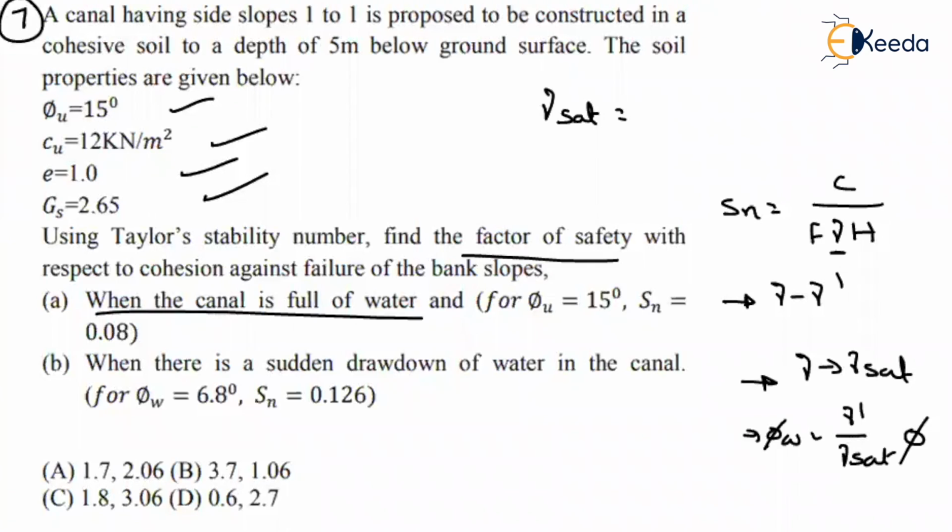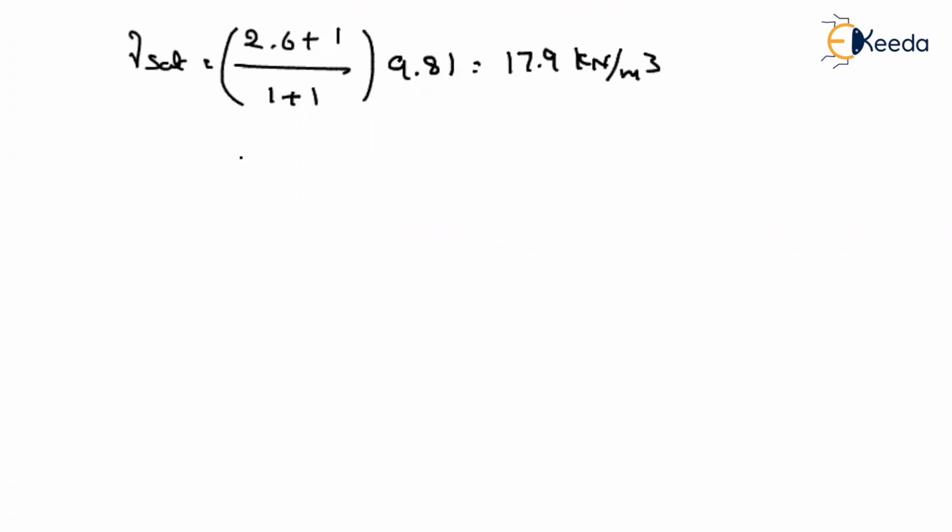Gamma saturation, what is the formula? (G plus e) divided by (1 plus e) into gamma W. What is the G value? 2.6. (G plus e) divided by (1 plus e) into gamma W, 9.81. Then you will get it as 17.9 kilonewton per meter cube. Then what about gamma dash? 17.9 minus 9.81, then you will get 8.1 kilonewton per meter cube.